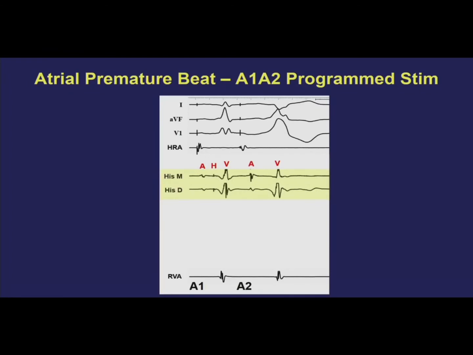But notice the difference when you put in an early beat. You have decrement in the AV node, so you have less contribution to the fused QRS from the His-Purkinje system and much more, and maybe completely, from the accessory pathway feeding into, which doesn't decrement usually, into the ventricle.